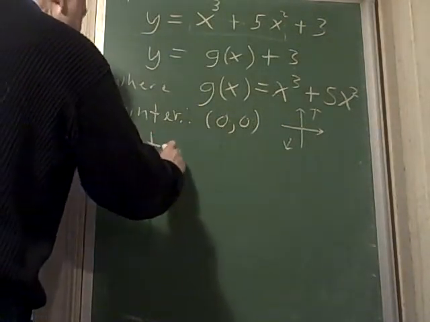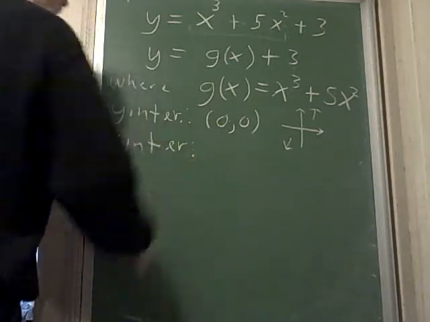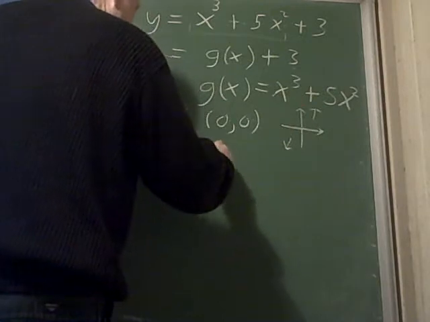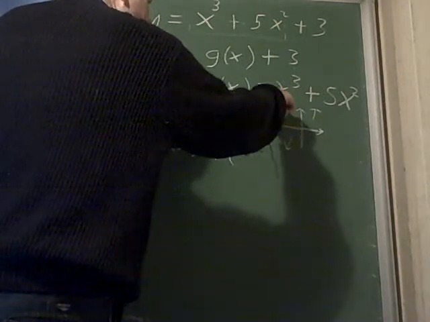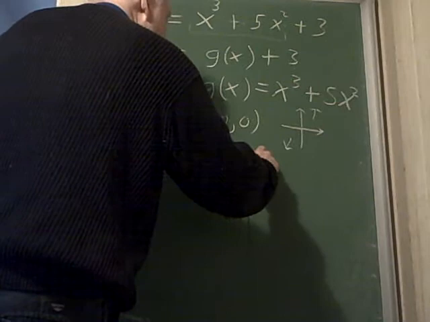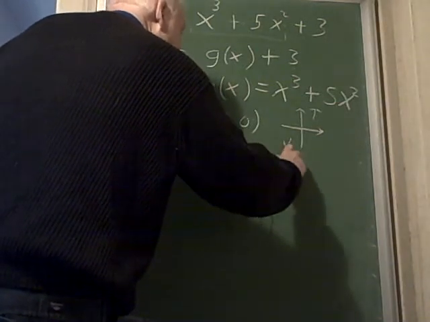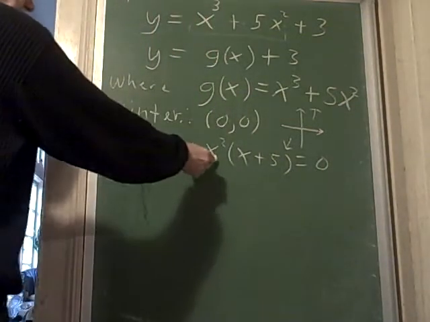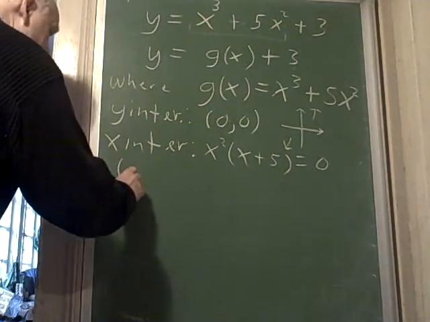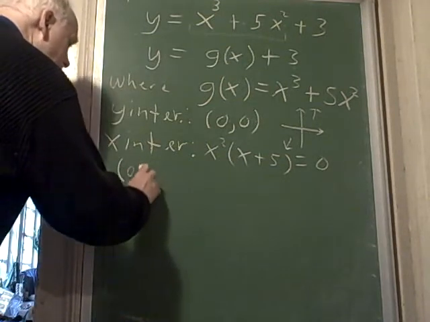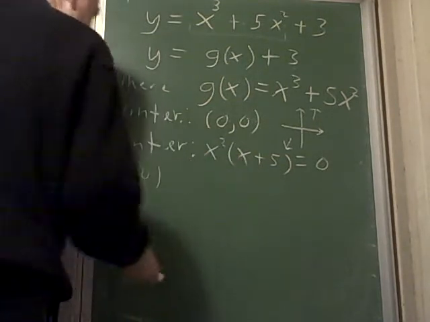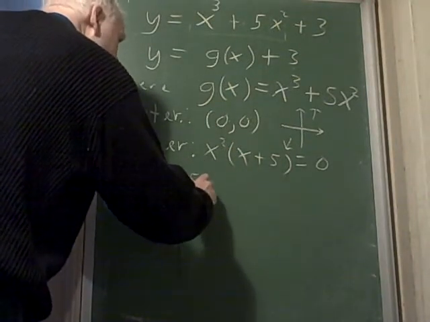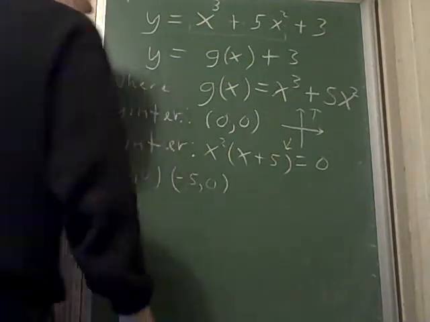Now you notice I can factor g of x. I'm going to write this in factored form. I can factor an x squared out of here. I'm left with x plus 5, aren't I? And I set that to 0. Put the y to 0. And I see that if I set this to 0, x will be 0. And here are my x-intercepts, 0 and 0 and negative 5. If I set x plus 5 to 0, I'll get negative 5. So I have negative 5 and 0, like that.